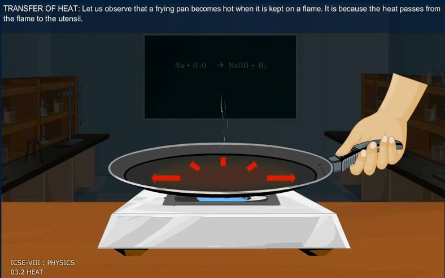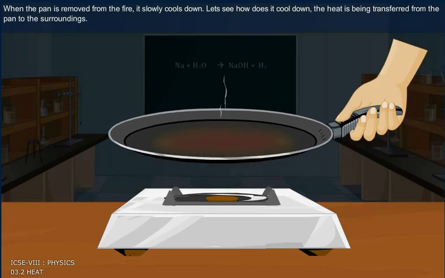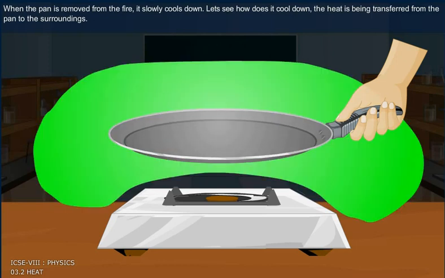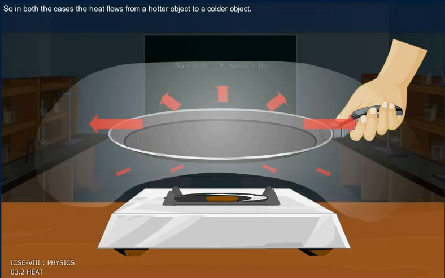It is because the heat passes from the flame to the utensil. When the pan is removed from the fire, it slowly cools down. Let's see how it cools down. The heat is being transferred from the pan to the surroundings. So, in both the cases, the heat flows from a hotter object to a colder object.